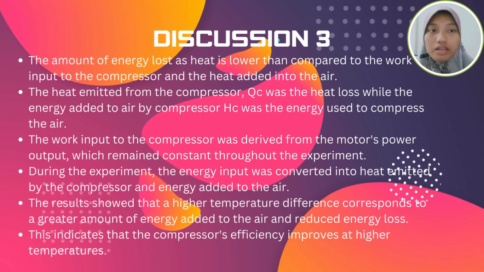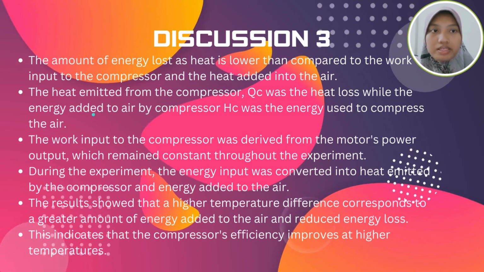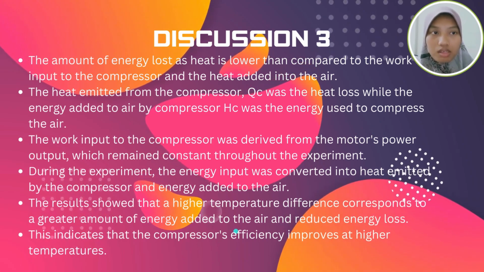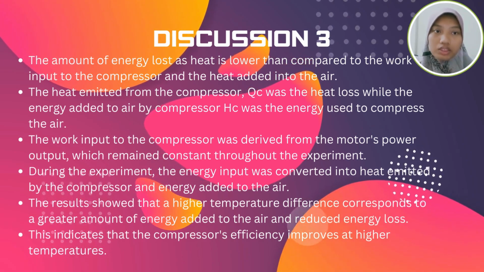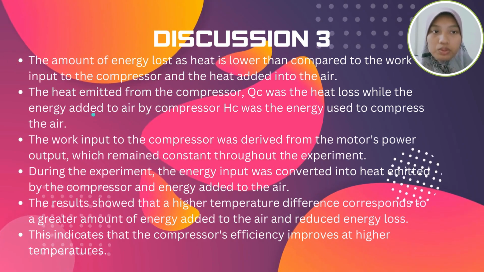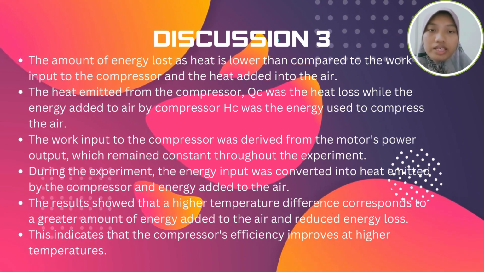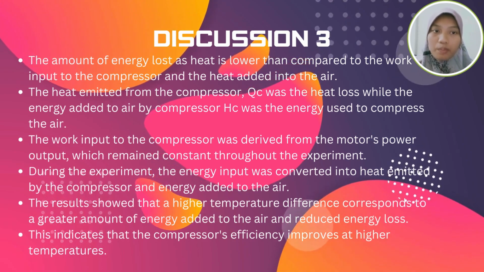Discussion 3. The amount of energy lost as heat is lower compared to the work input to the compressor and the heat added into the air. So the heat emitted from the compressor, Qc, was the heat loss, while the energy added to air by the compressor, Hc, was the energy used to compress the air. The work input to the compressor was derived from the motor's power output, which remains constant throughout the experiment.